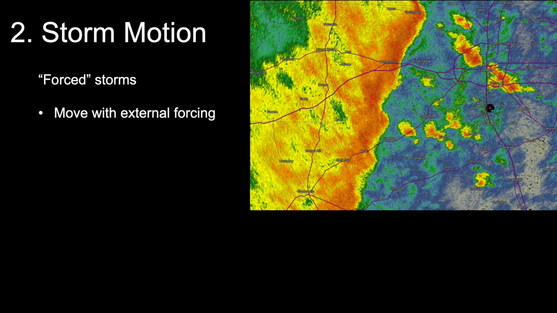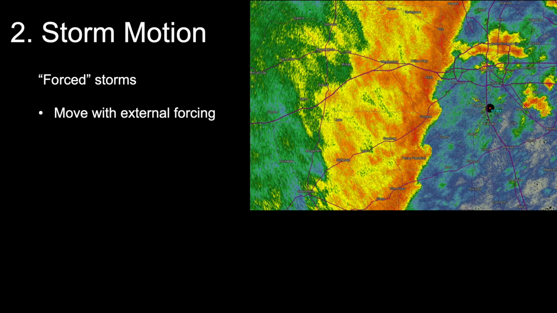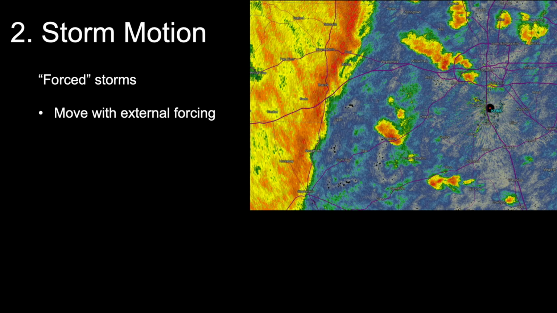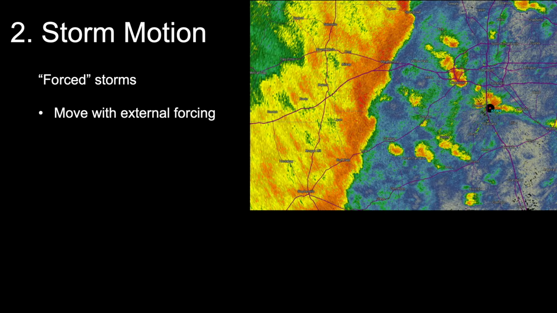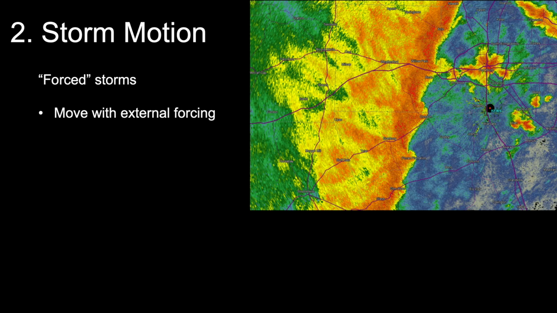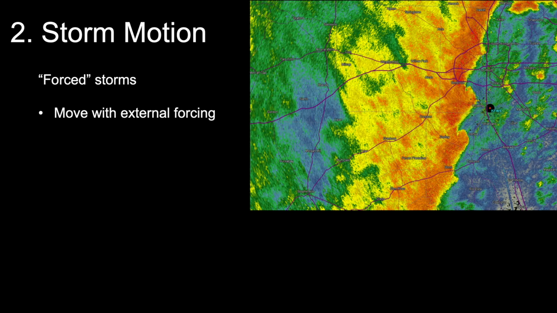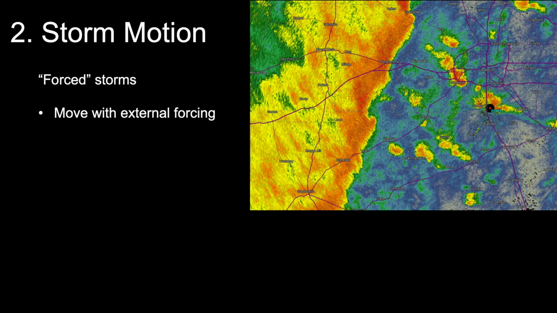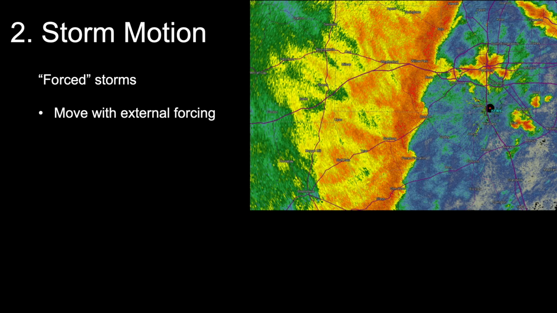But those were all our free storm motions. Those were storms that were allowed to move the way the hodograph intended them to move, so to speak. Forced storms don't do this. They don't play by the rules. They have a motion that's governed by some kind of external forcing.